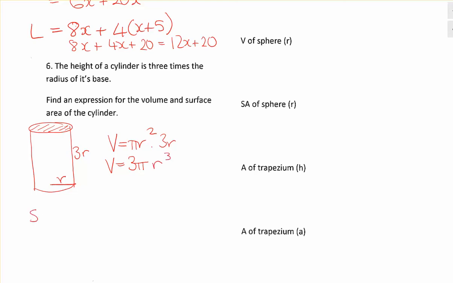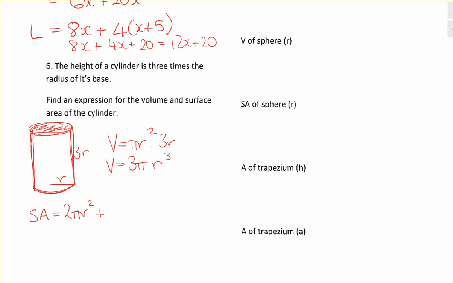Right, surface area of a cylinder, now that's a bit more complicated. Obviously the area of the top and the bottom, which is pi r squared, and there's 2 of those, plus. Now it may be that you're given the formula, but if not, then you need to remember how to find the area of the curved part of a cylinder.